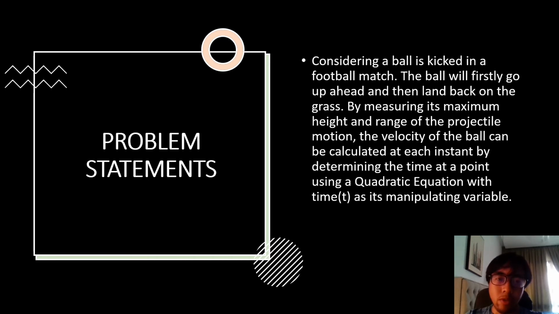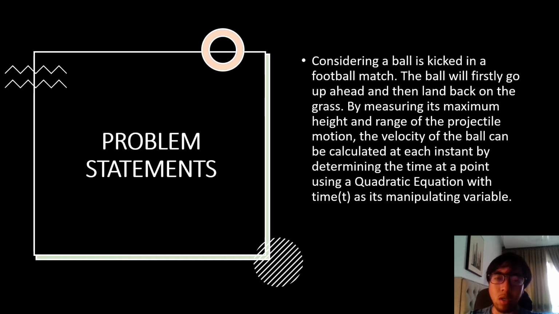For the problem statement, I would like to consider a case study of a football match where the ball is being kicked off the ground. The ball will first go up and then eventually land back on the grass. By measuring its maximum height and the range of the projectile motion, the velocity of the ball can be calculated at each instant by determining the time at a point using a quadratic equation, with time t as its manipulating variable.